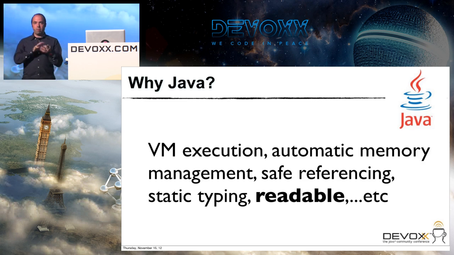Obviously, Java provided a very good combination of features. First of all, virtual machine execution, so you can run your application on any platform independent of the code that you wrote. It also came with automatic memory management, so you don't need to worry that much about memory leaks. You still need to, but it's a bit of a safer environment. It also had static typing, which made it much easier to provide IDEs and tooling around static typing. And finally, it had a very readable syntax.